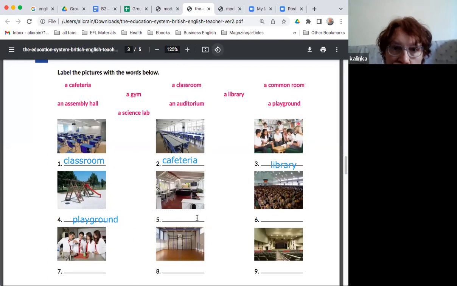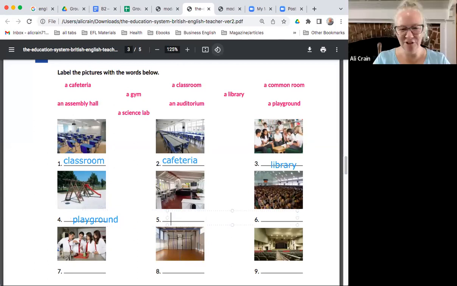Number 5. What's that? I had to look it up myself. This is called a common room. We don't have those really in the US. Maybe in private universities or private schools they would, but not in primary or high school in the US. We don't have what is considered a common room.